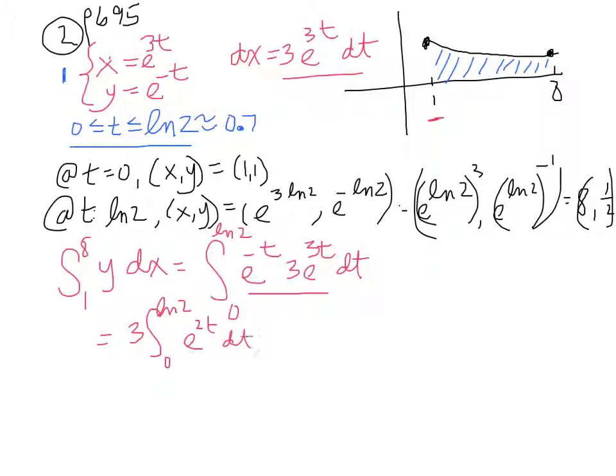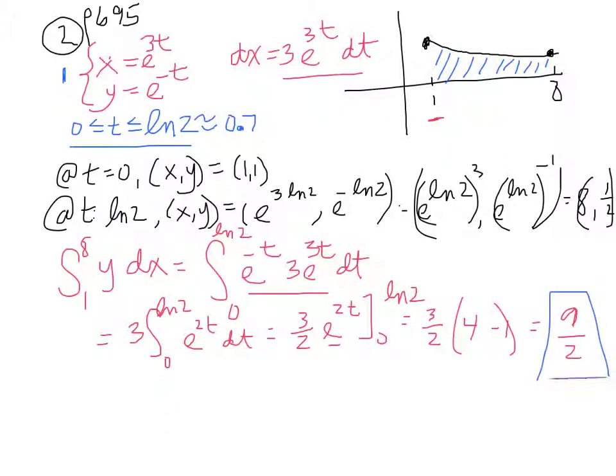And the antiderivative of e to the 2t is e to the 2t over 2. So I'm going to get 3/2 e to the 2t. And I want to evaluate at those endpoints. So I'm going to get 3/2 times this thing at log 2, and e to the 2 times log of 2 is e to the log of 2 all squared, which is 2 squared, that'll be 4. And this thing at 0 is 1, so I get 3 over 2 times 3. So 9/2 is our answer. 4 1/2.